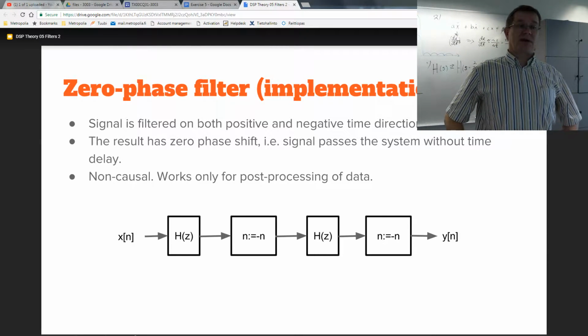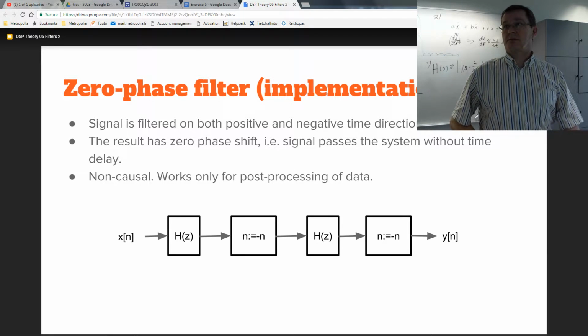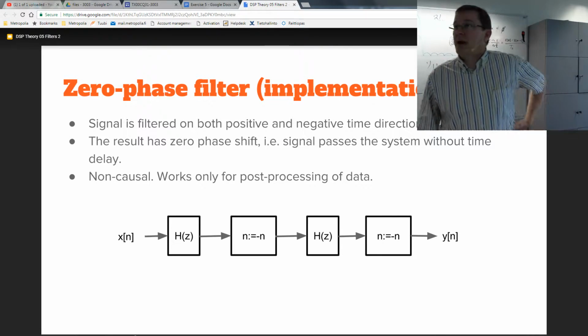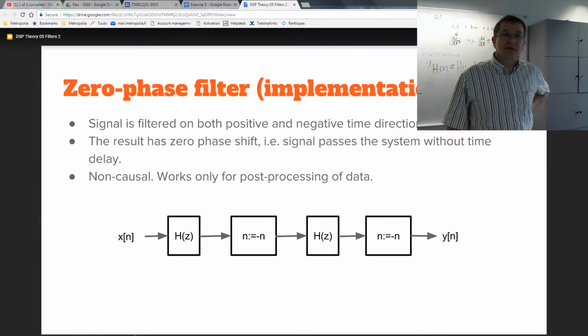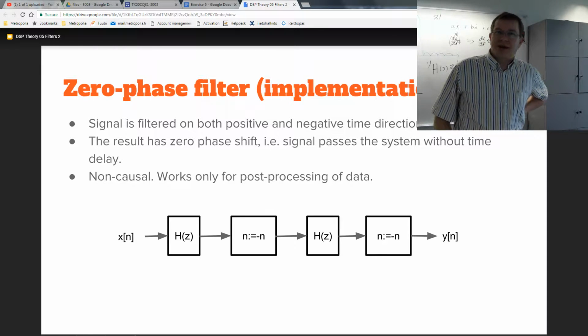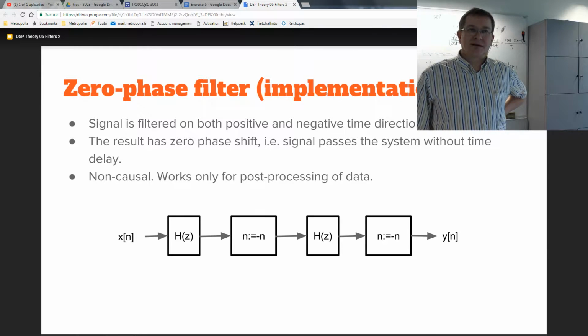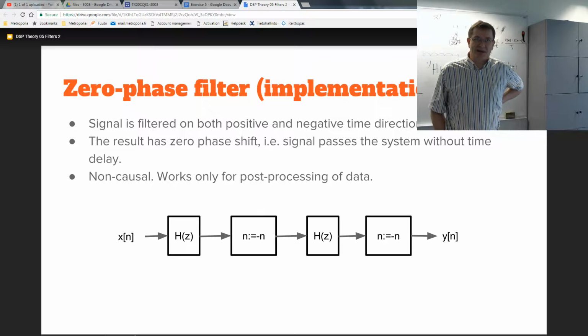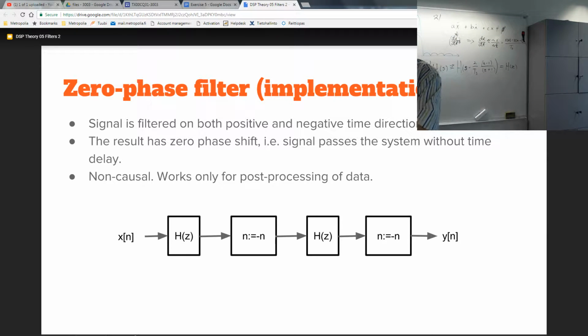I already mentioned this one on the phases. So, zero phase filter. That's just a reminder that if you really need to have the zero phase response, there is a way. Even with this nonlinear phase response filter, you can get a zero phase response by basically filtering the signal twice, first in the forward direction, then in the backward direction. And of course, only for post-processing.